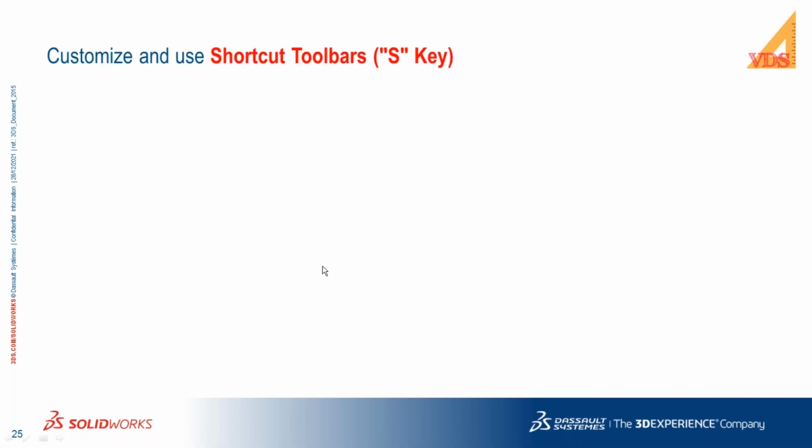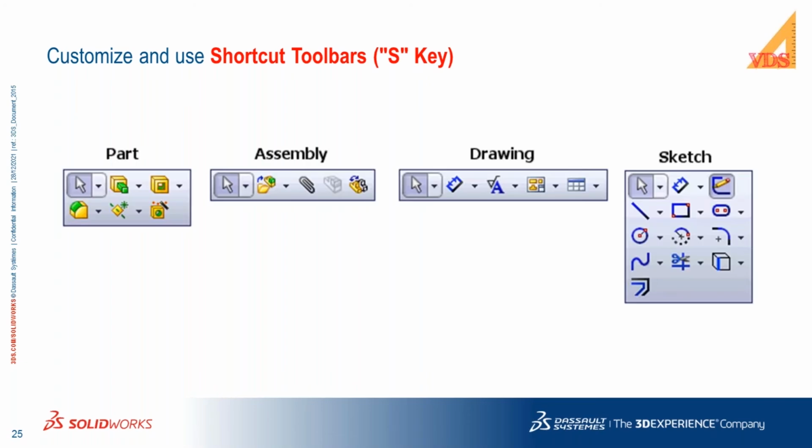So the first shortcut I'm talking about is the S key, right? The S key is basically when you press S on the keyboard inside SolidWorks, a toolbar will open up depending on which mode you are in, either part mode, assembly mode, drawing mode, or sketching mode. Based on that, it will show you a toolbar which you can use quickly. So instead of going to the tools menu or the toolbars on the command manager, you can just press the key and just near your pointer, you will see the toolbar open up.